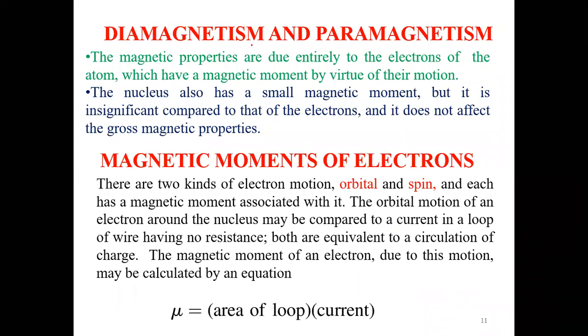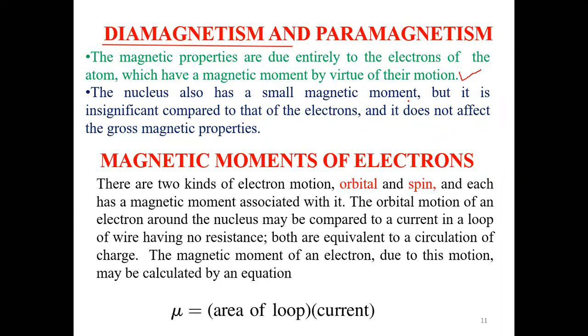But it plays a role in the mass of the nucleus. So what causes diamagnetism and paramagnetism? The magnetic properties are due entirely to the electrons of the atom, which have a magnetic moment by virtue of their motion. Because the charge is moving, a moving charge produces a current, and that current produces the magnetic field. The nucleus also has a small magnetic moment. However, its mass is heavier.